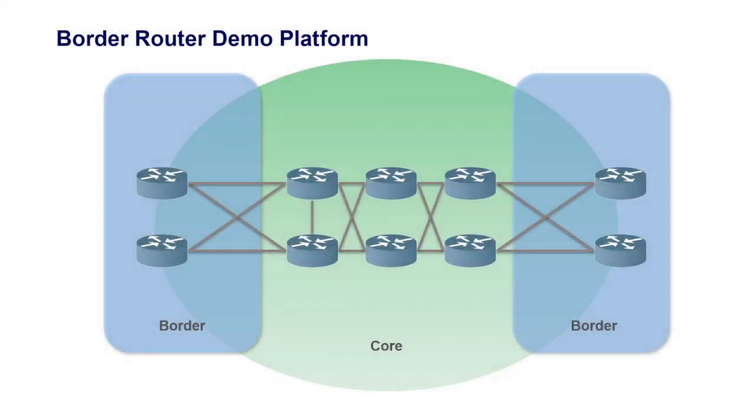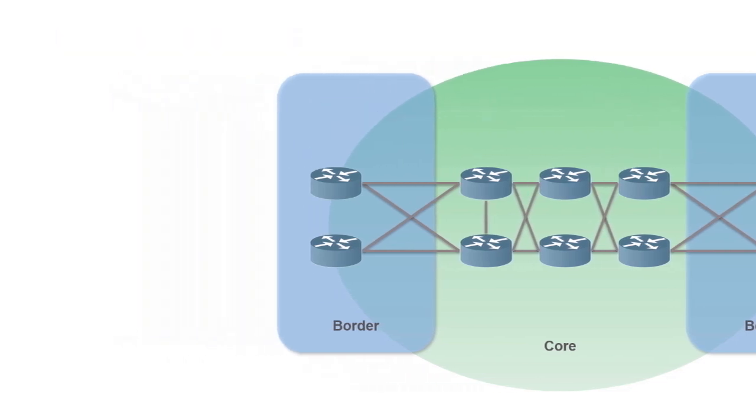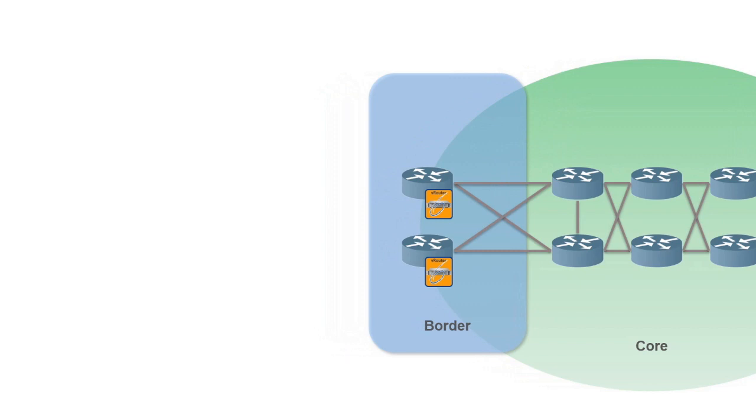This schema represents the backbone of an ISP, with the core routers in the green area in the center, and some border routers in the blue areas on the left and the right. Let's focus on one of the border sites. 6Winds vRouter will run on the border routers. They are usually redundant.